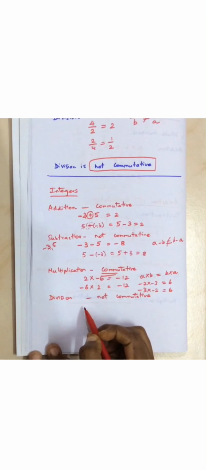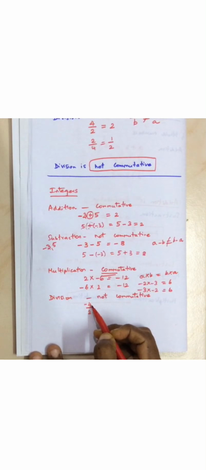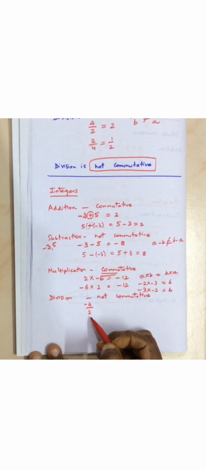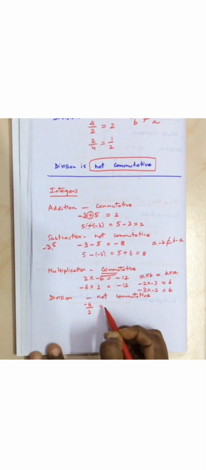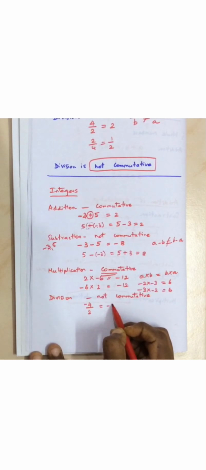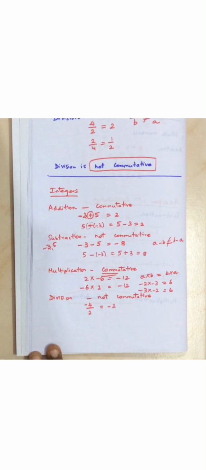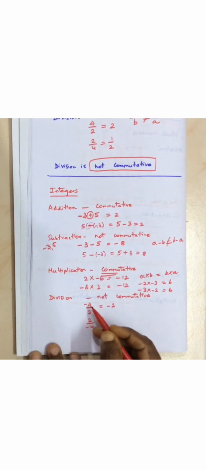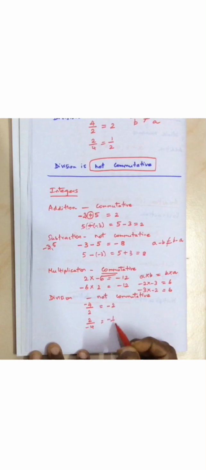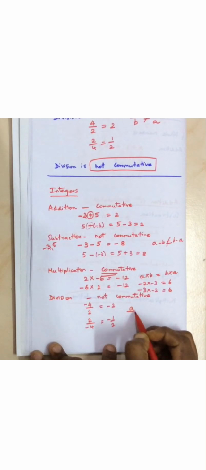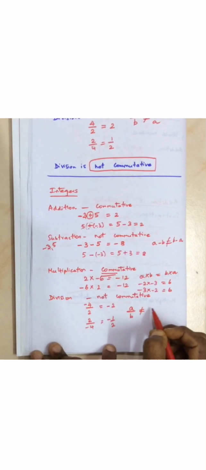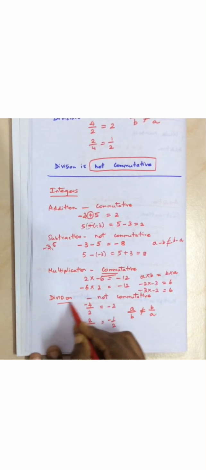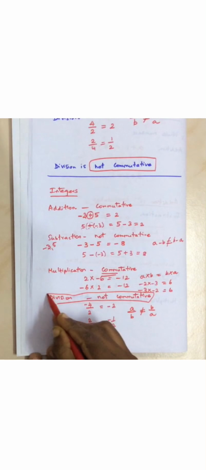The next thing is division. So it is easy to know now. Take minus 4 divided by 2. Minus 4 is a negative integer, 2 is a positive integer. If you divide these, the answer is minus 2. What happens if you take 2 divided by minus 4, just changing numerator and denominator, which will give minus 1 by 2. So minus 2 is not equal to minus 1 by 2. What does it mean? a by b is not equal to b by a. So division is not commutative.